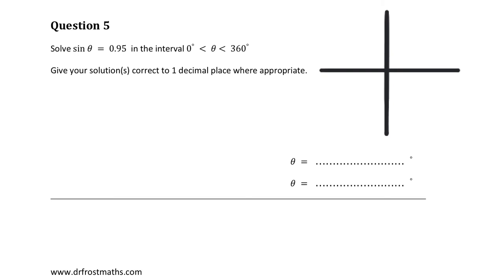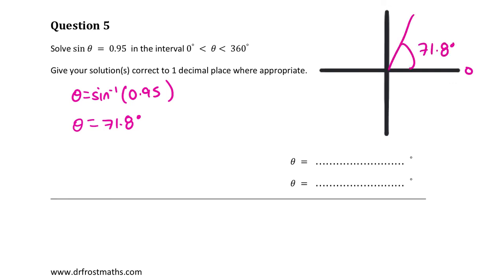Okay, so here we know that theta equals inverse sine of 0.95. I'm going to put that into my calculator. Shift sine 0.95 and I'm going to get 71.8 degrees. It wants one decimal place. 71.8 degrees. If 0 is here, roughly about there. So this positive sine I'm going to be reflecting in this vertical line, which is here. So this is 71.8 degrees.